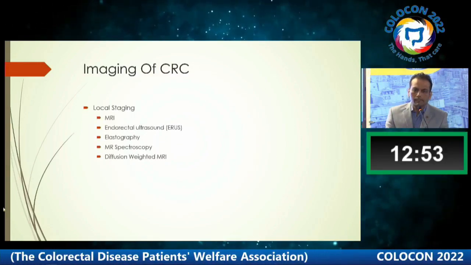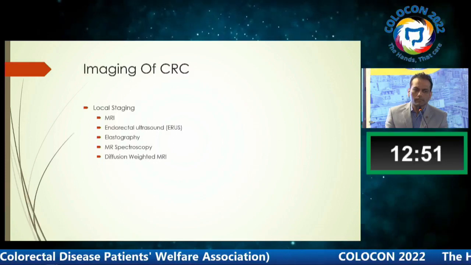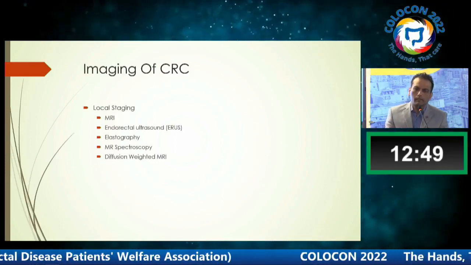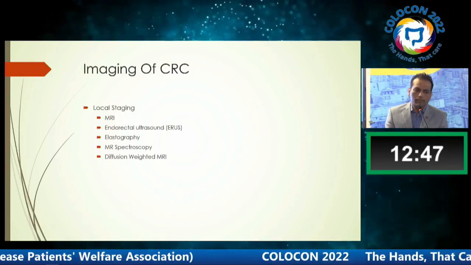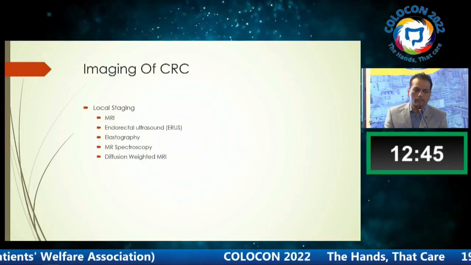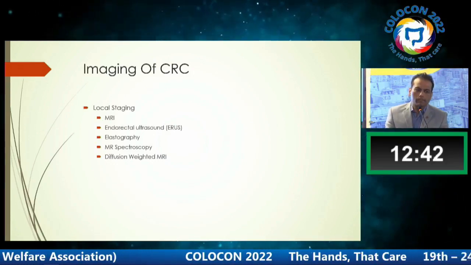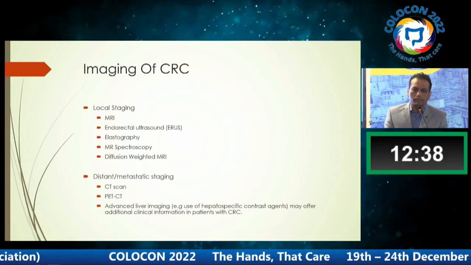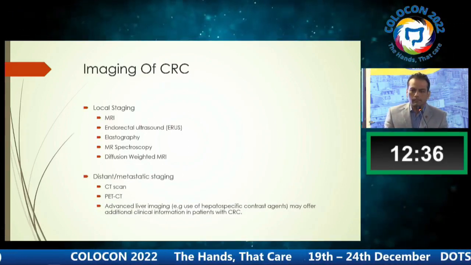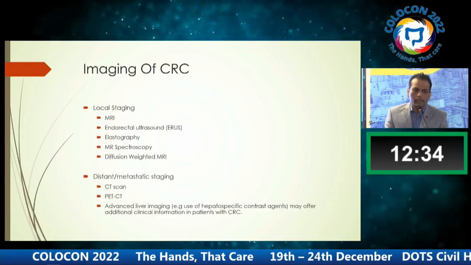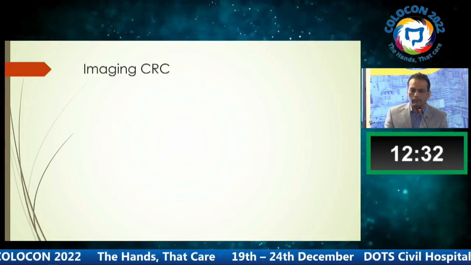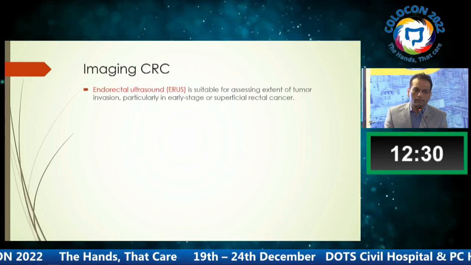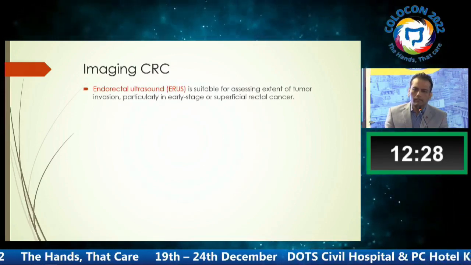So for local staging, the imaging which is most commonly used is MRI, and in some cases endorectal ultrasound is also used along with elastography, MR spectroscopy, and DW imaging. For distant or metastatic workup, CT scan is done along with PET-CT and advanced liver imaging with the use of hepatospecific agent for colorectal cancer metastasis.